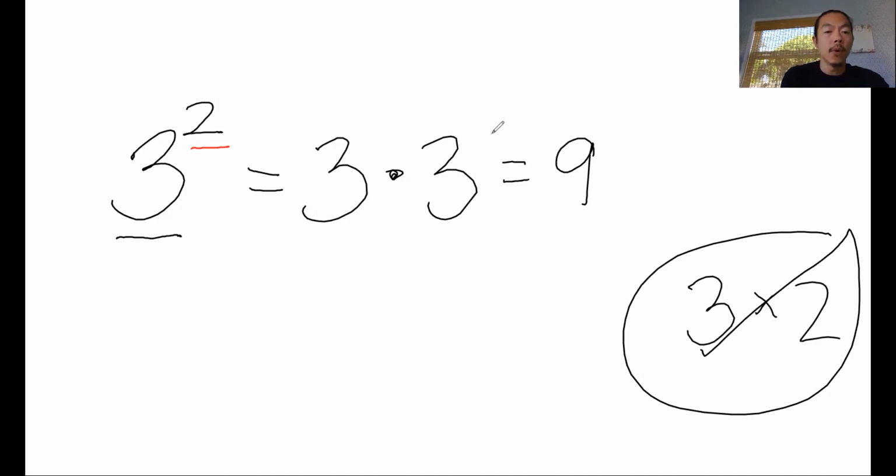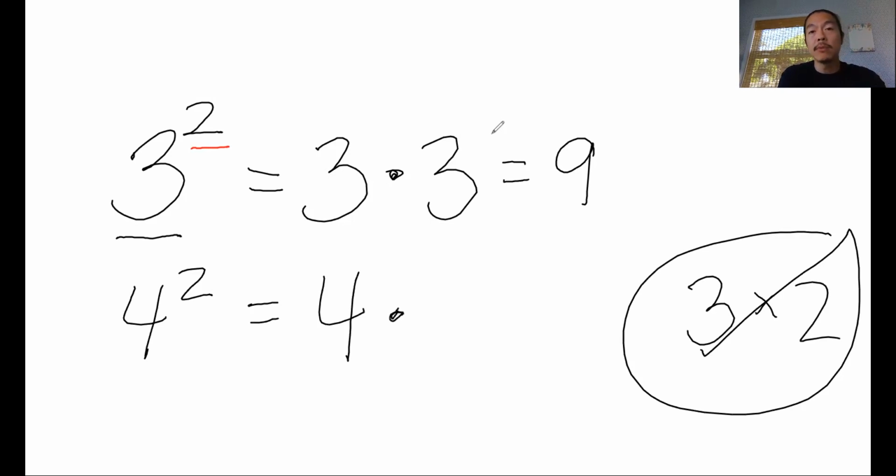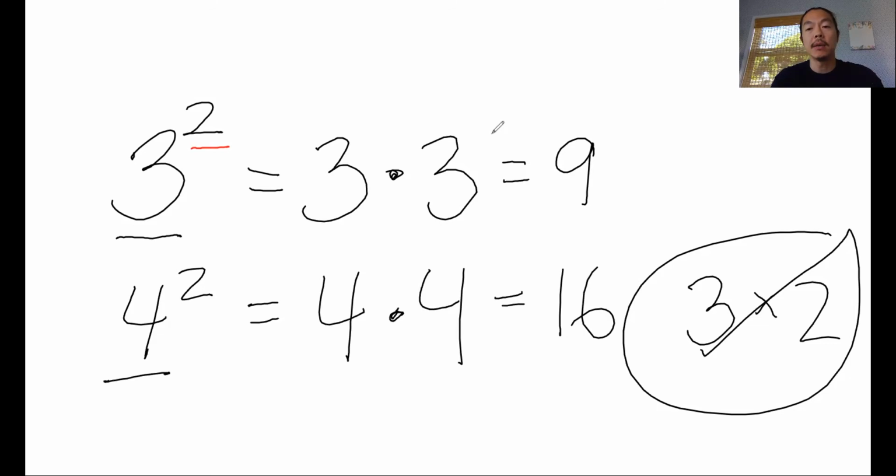Another problem would be 4 squared. That would be 4. Is it times 2 or times 4? Times 4. We write the base number. The base number never changes. The base number is always going to be what it is. It's 4 here. It was 3 over there. So 4 times 4 is 16.